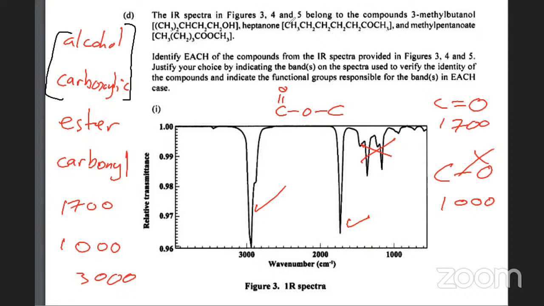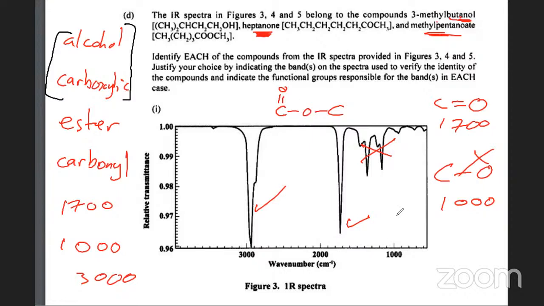Three, figures 3, 4, and 5 belong to 3-methyl butanol. They are trying to identify an alcohol, heptanone, a ketone, and methyl pentanoate, an ester. So you are trying to find which one is the alcohol, which one is the ketone, and which one is the ester. Now remember, ester has C single bond O.